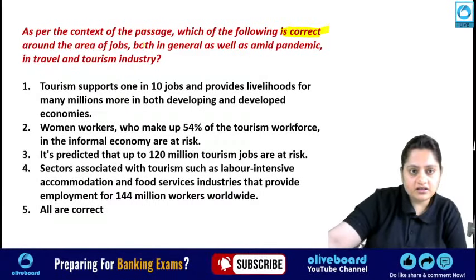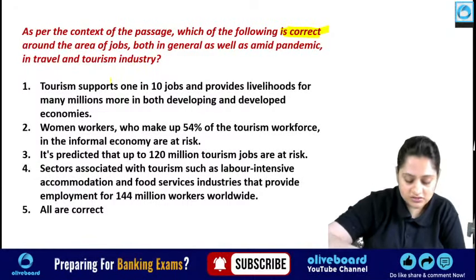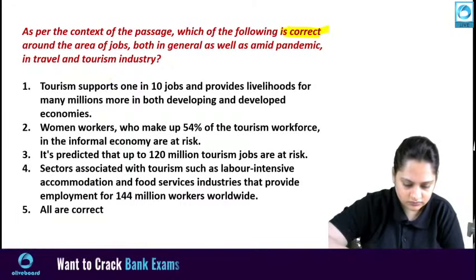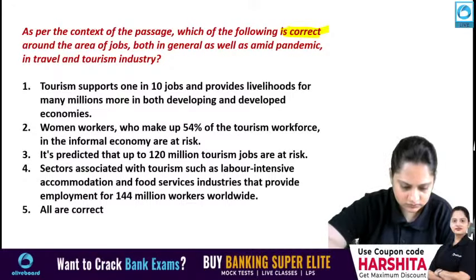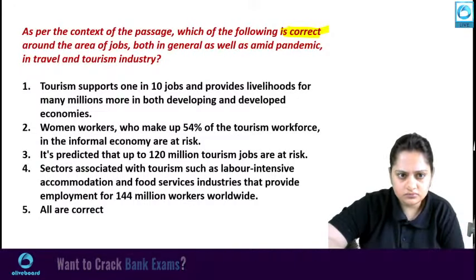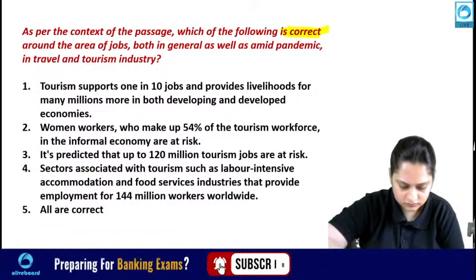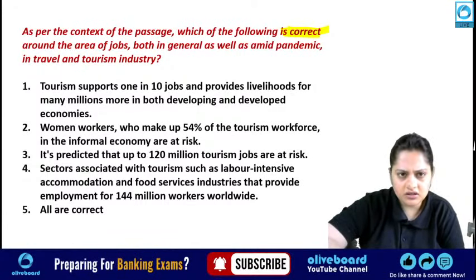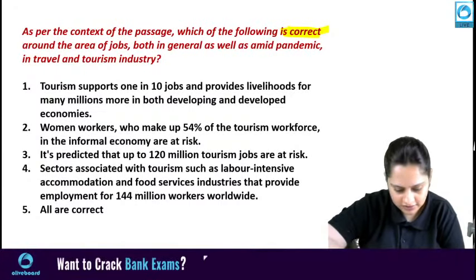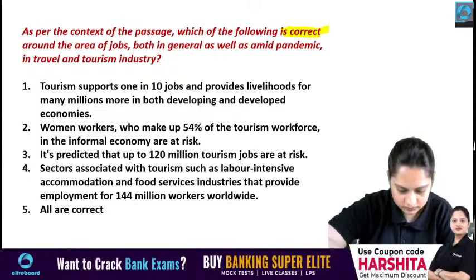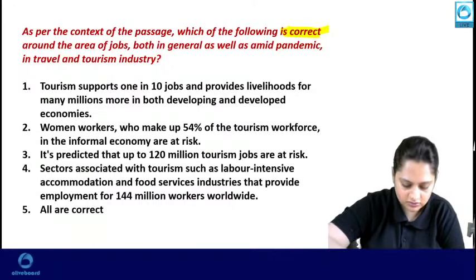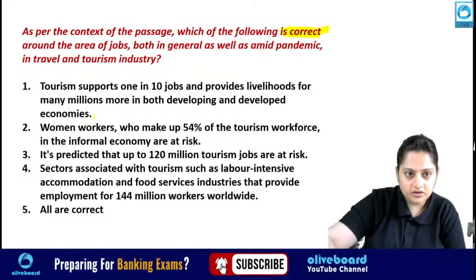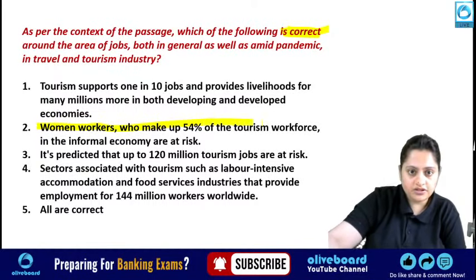Which of the following is correct around the area of jobs? What is mentioned with regards to it? Question number 2 from the passage. It's a direct question, guys. Which is correct? So, direct question. The others you will probably have to cancel out. Other data which is not mentioned is wrong, which is not there, you cancel out. Only one is mentioned. Okay. And that is only 2.